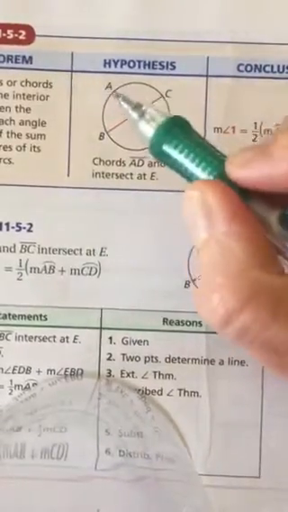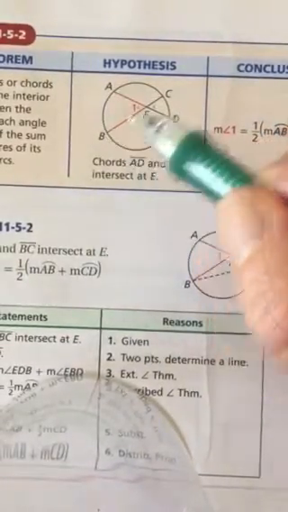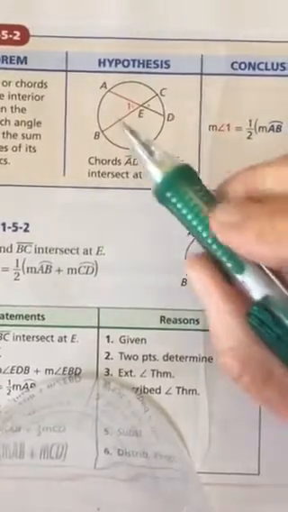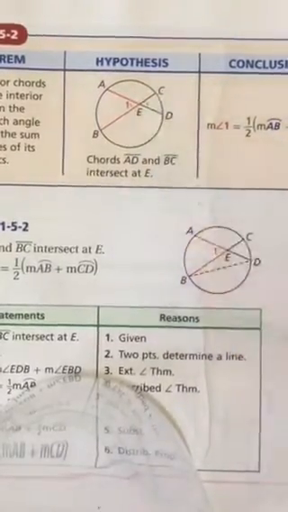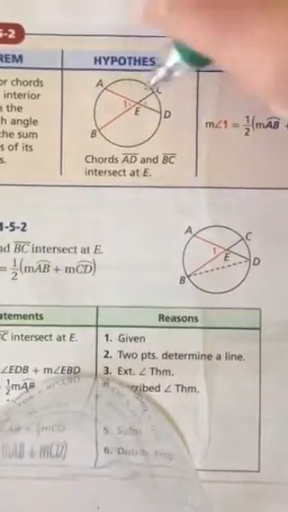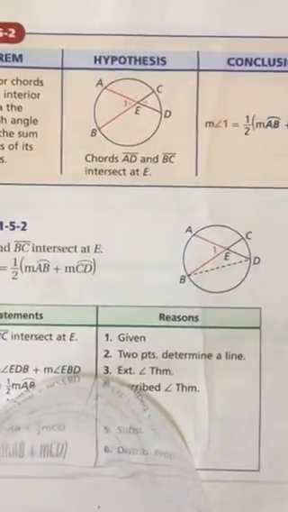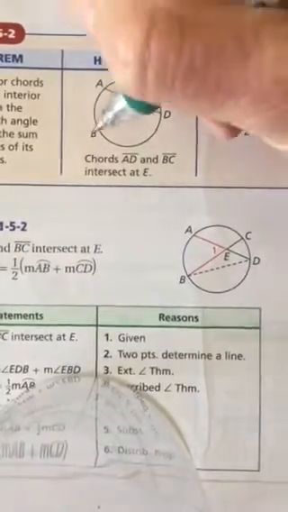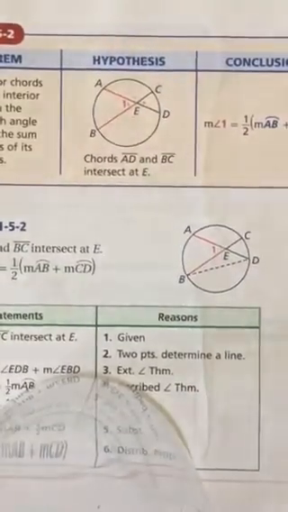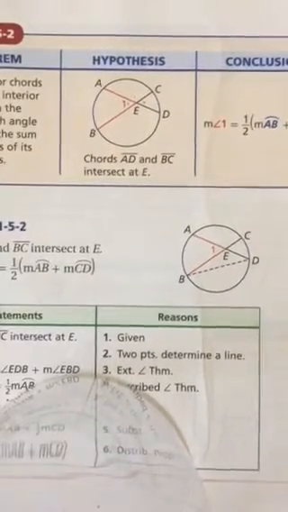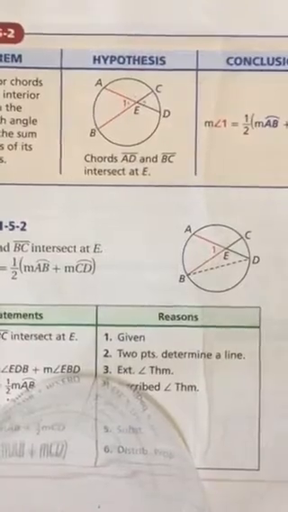We're just going to find their intercepted arcs. Here's one, here's one. We're going to say this plus this divided by 2, and that gives us the angle measures for these. If we had wanted to do this angle, which of course would have been equal to this angle, we would have said arc AC plus arc BD divided by 2, and that would have given us the measure of this angle and this angle, which are congruent, again, because they're vertical angles.